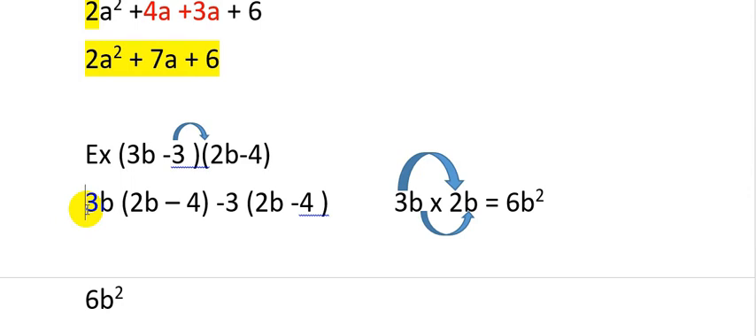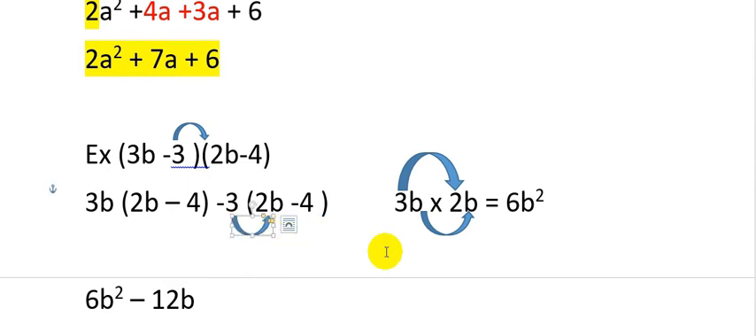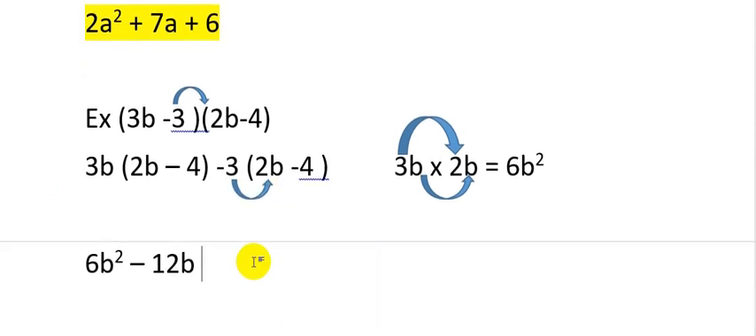Then for the second term, you have to consider the operators as well. 3b carries a positive symbol, though it is not mentioned by default. If the symbol is not mentioned, it is positive or plus. Plus multiplied by minus gives minus. So minus 3b multiplied by 4 equals minus 12b. Now let's go to the second term: I'm going to multiply minus 3 with 2b. Minus multiplied by plus is minus, and 3 multiplied by 2b is 6b. Then the last term is minus into minus, that is plus, and 3 multiplied by 4 is 12.